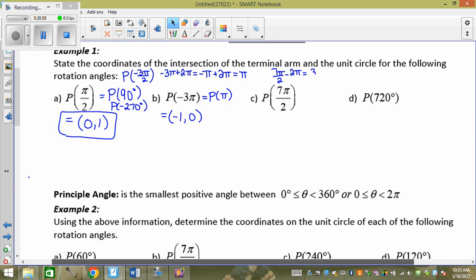Remember, how can we put these in if we want to put them in our calculator? Without pi. Is 3 pi over 2 on my unit circle? Yep. Same as 270. So I'm going to start here and we'll go 270. What's my coordinate there? 0 and -1.